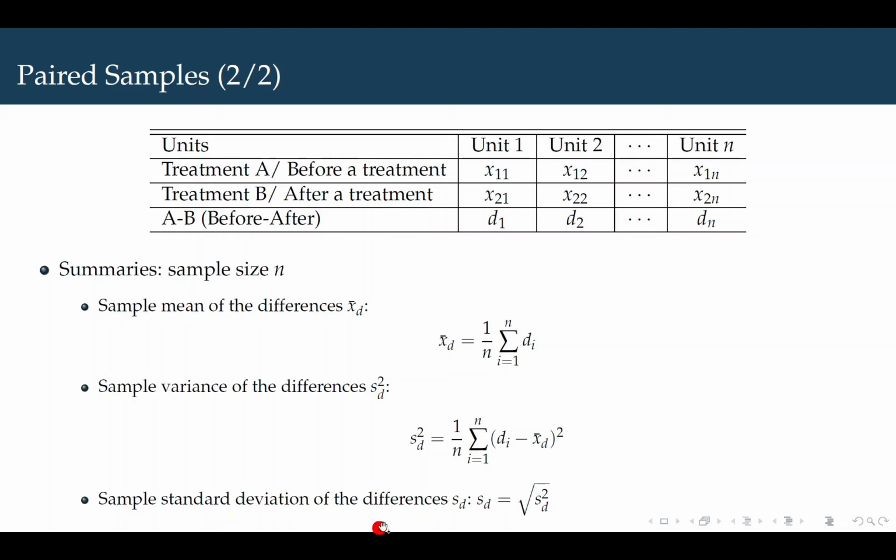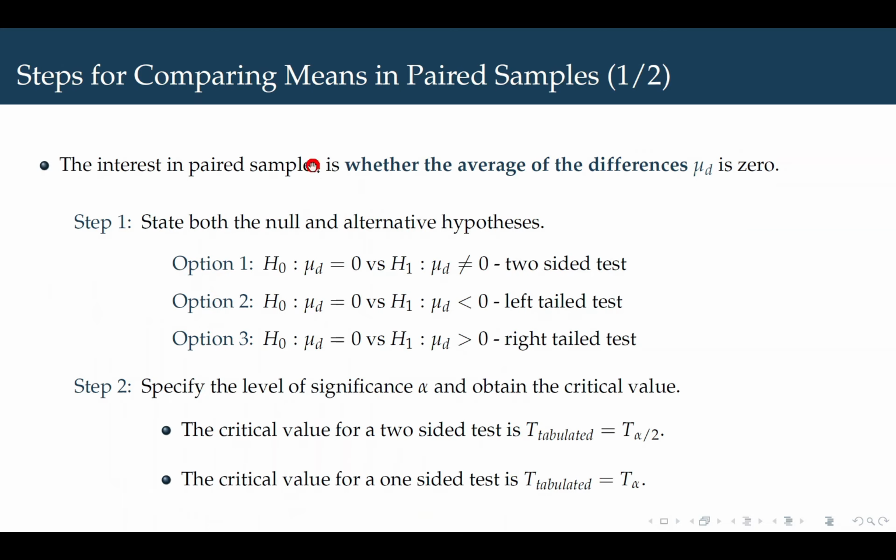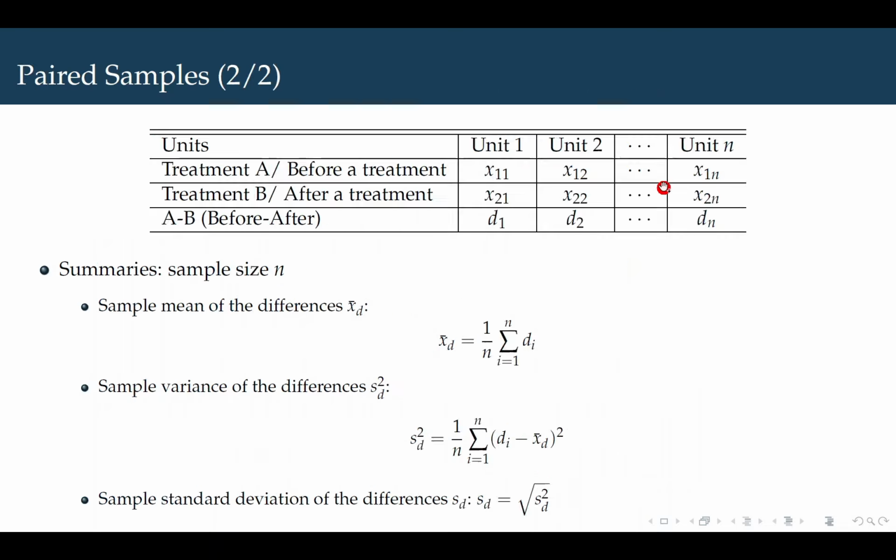And similarly, we can obtain the sample standard deviation of the differences as the positive square root of the variance of the differences. Then the interest in paired samples is whether the average of the differences, mu d, is 0 or not. The average of the differences.